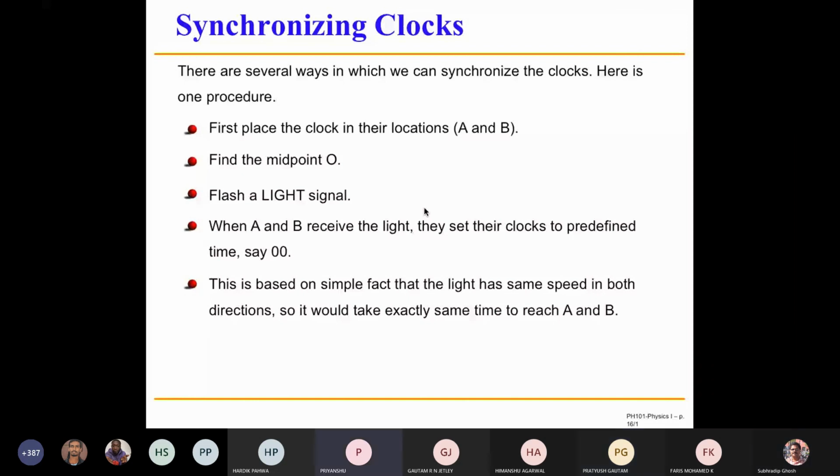Yes, sir. Synchronization of clocks is very important before giving a statement that these two events are simultaneous. So can you repeat it again?